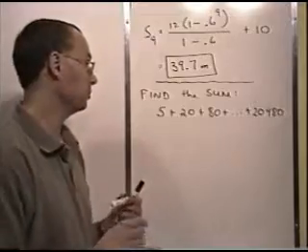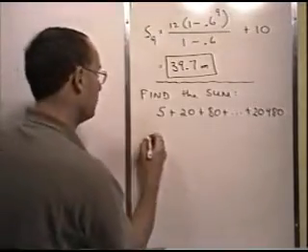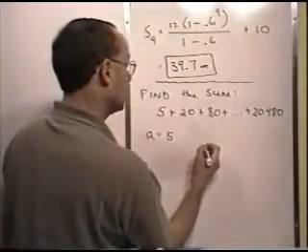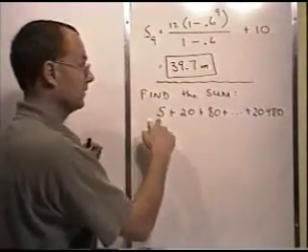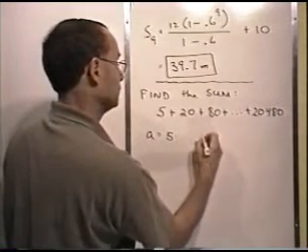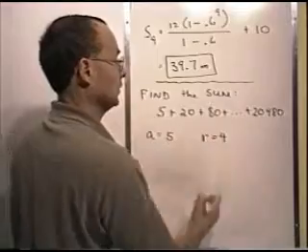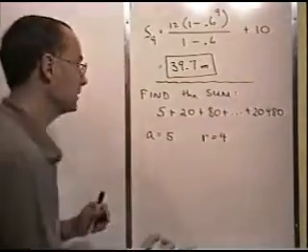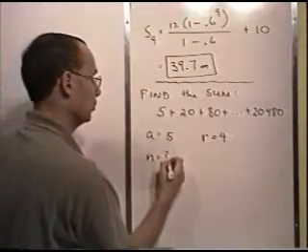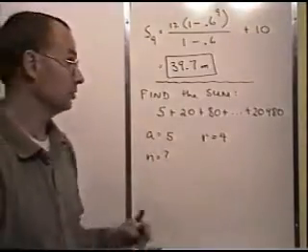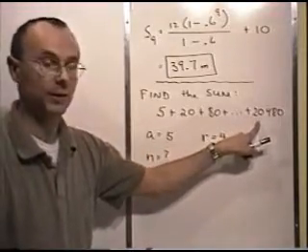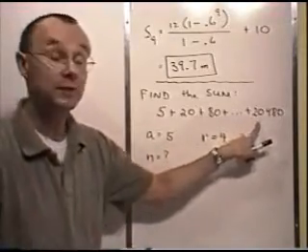Now you'll notice a couple things here. First of all, no problem. I got A, that's 5. I can get R pretty quickly by asking myself, 5 times what gives me 20? So I think that's pretty easy to spot. R is 4. Where the problem kicks in is I look at all I need is N, and I don't know it. So what I'm going to have to do is figure out which term this is. Is this the 12th term, the 14th term, the 30th term?